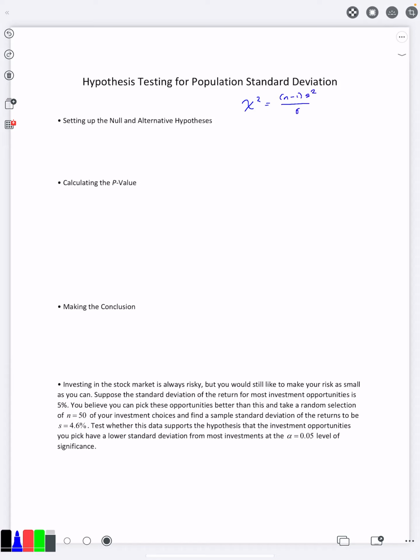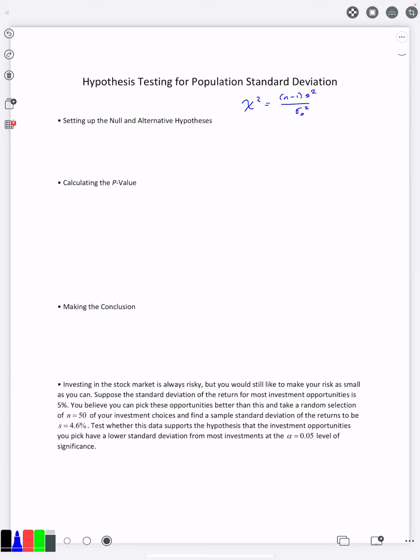So this is the formula that we use for calculating the chi-square that we're going to need in this section. I'll put that on the side there so we can use it later. And let's first talk about how we set the null and alternative hypotheses.